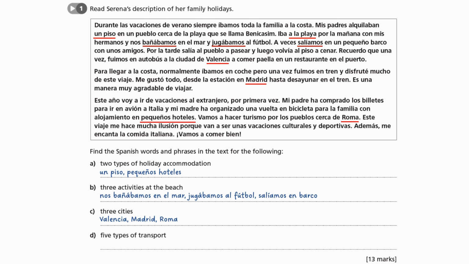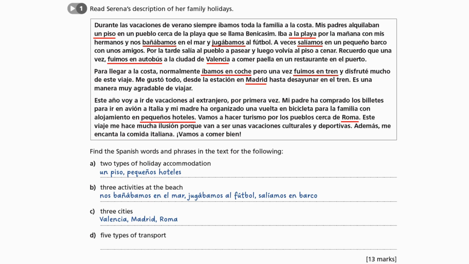Now for our final section, which is 5 types of transport, we're going to be looking for different forms of the verb ir, which means to travel or to go. And we're also going to be looking for the word en, which means by or in. So for example, en coche, by car. So let's see if we can find any. We have fuimos en autobús. We went by bus. We have íbamos en coche. We went by car.